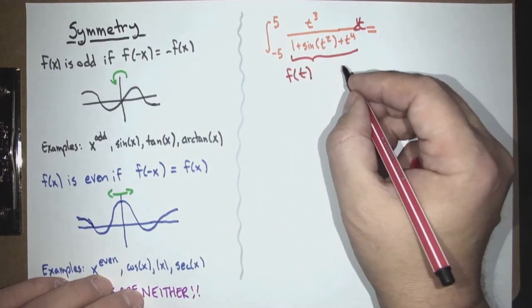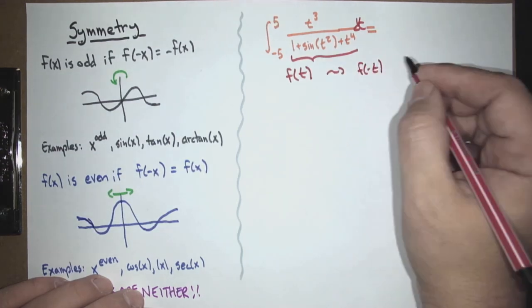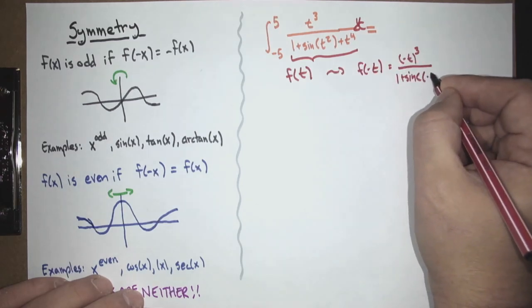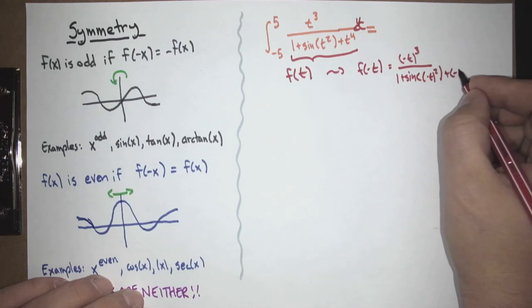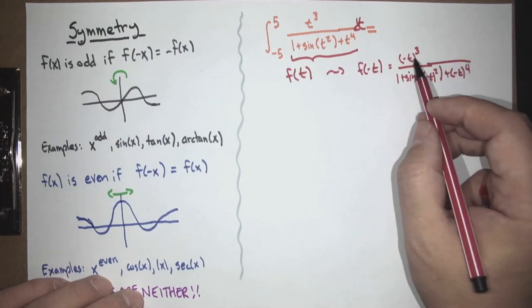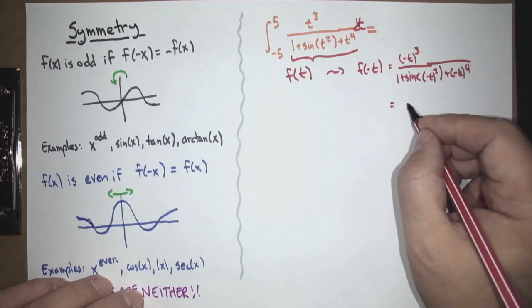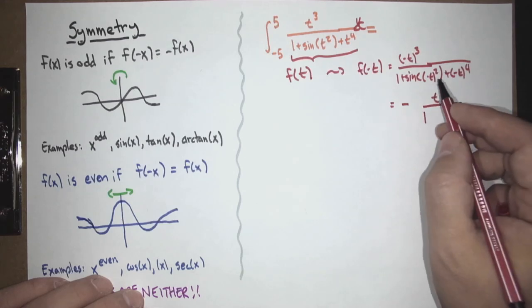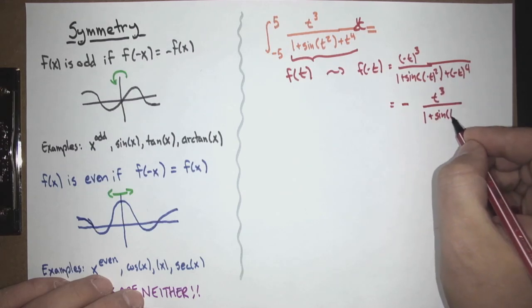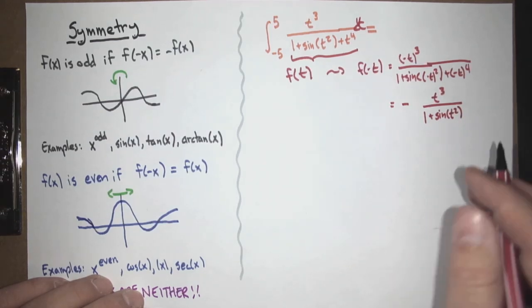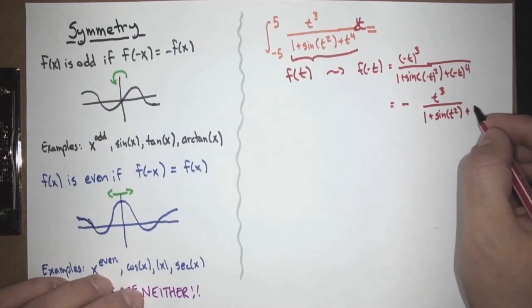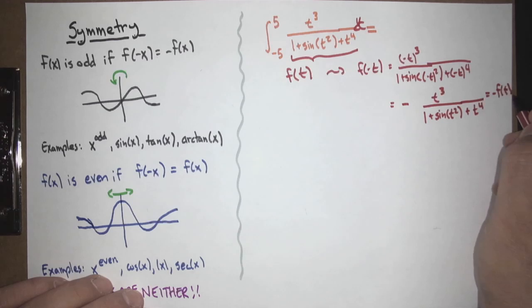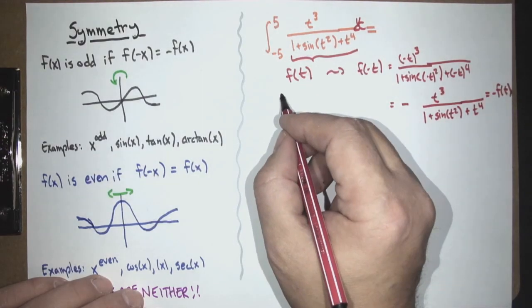So if we call this f of t, then let's just check f of negative t. That would be negative t quantity cubed over 1 plus sine of negative t quantity squared plus negative t to the 4th power. Now if I take negative t cubed, what's the end result? Yeah, there's a negative. So I'll put that negative in front, and there's a t cubed. Now what happens when I square negative t? Yeah, it's still t squared, though. What if I take negative t to the 4th? What is it? Still t to the 4th. So what do we have? Negative f of t. So this is odd.